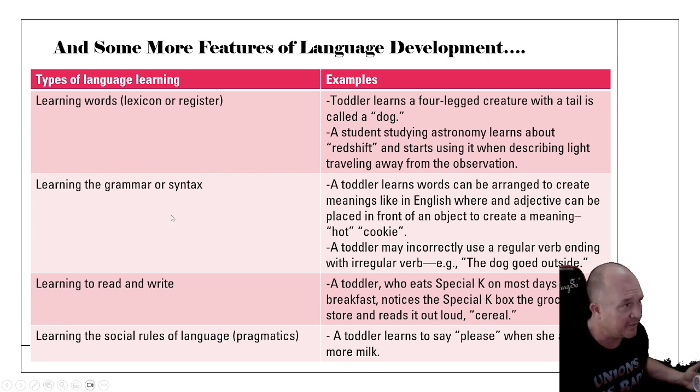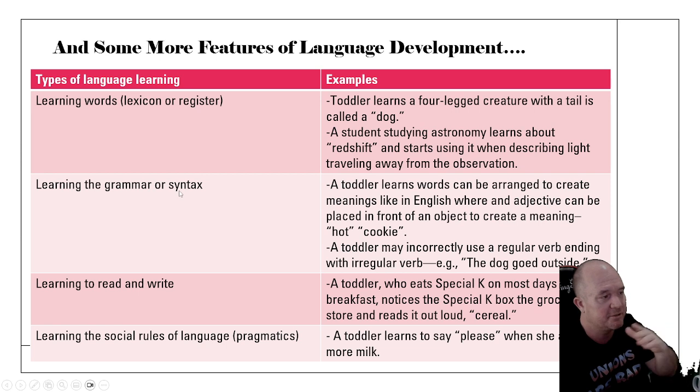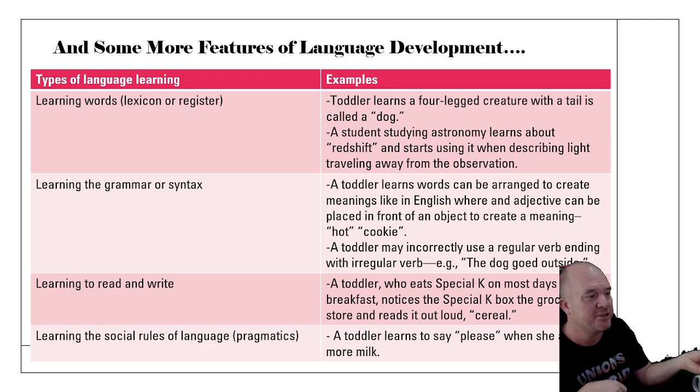Now, the next type of language learning that you see as we develop our language is learning the grammar or syntax. And this is not starting in kindergarten, first, second grade. Again, this is starting at birth. So a toddler learns words that can be arranged in different ways to create new meanings, like in English, where you can place an adjective in front of a noun to create a meaning, like hot cookie. In a Spanish-speaking household, the adjective would go after the noun. So it would be agua caliente, like hot water. It would be water hot in that situation.